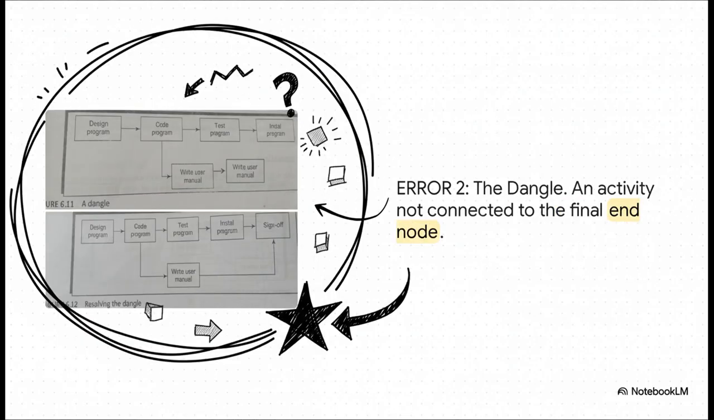The second classic error is what we call a dangle. See how the task write user manual is just kind of floating out there? It's not connected to the project's finish line. This is a huge problem because it means the completion of this task has no clear link to the project's overall completion. Every single task has to eventually connect to that final end node.